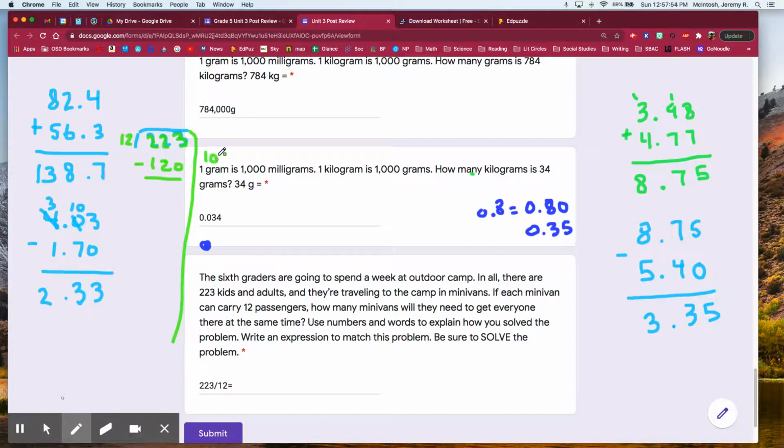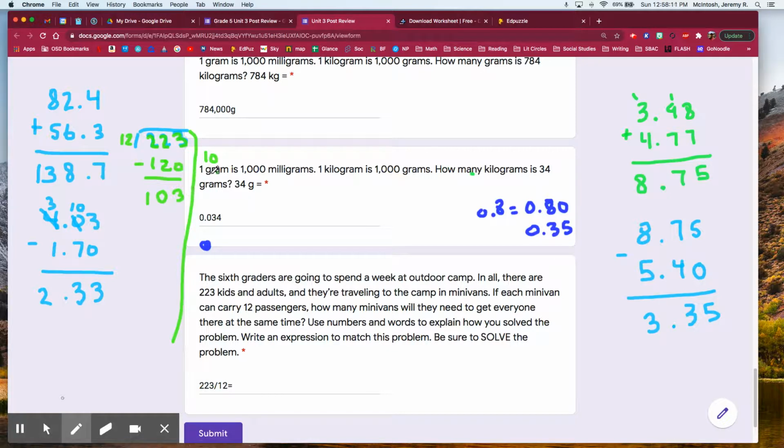So right now I'm at 10 vans. 3 minus 0 is 3. 2 minus 2 is 0. 2 minus 1 is 1. Okay, so now I'm at 103 kids. So I started with 223. Now I've got 10 vans, and I've got 120 kids in. So now I'm left with 103 kids.